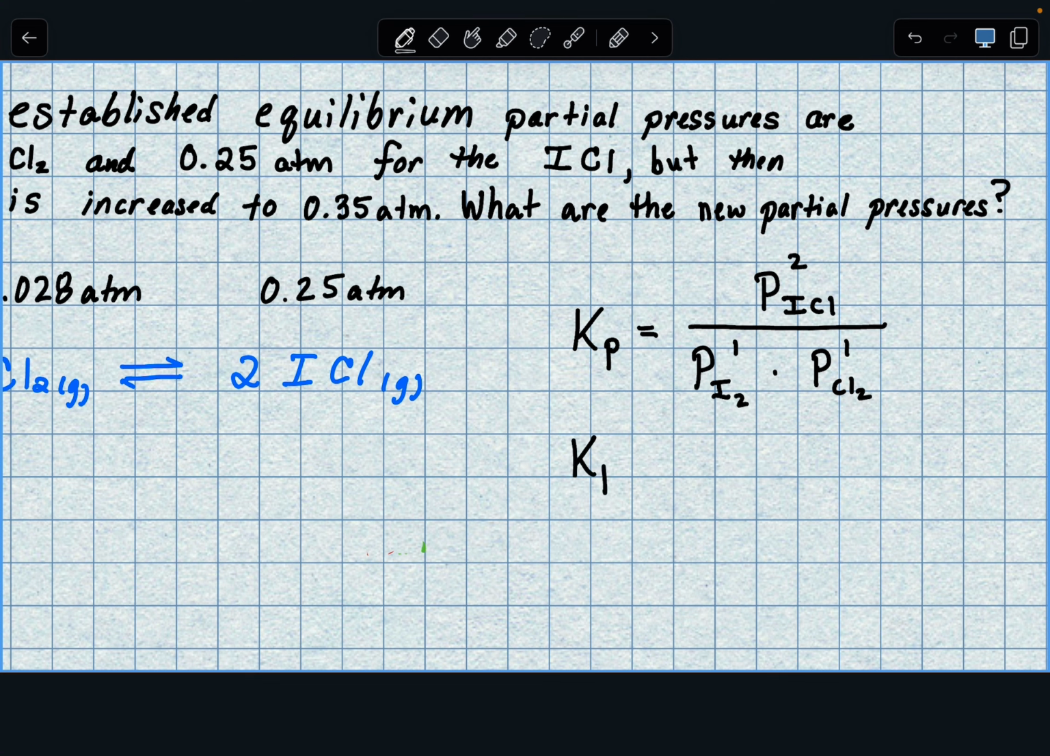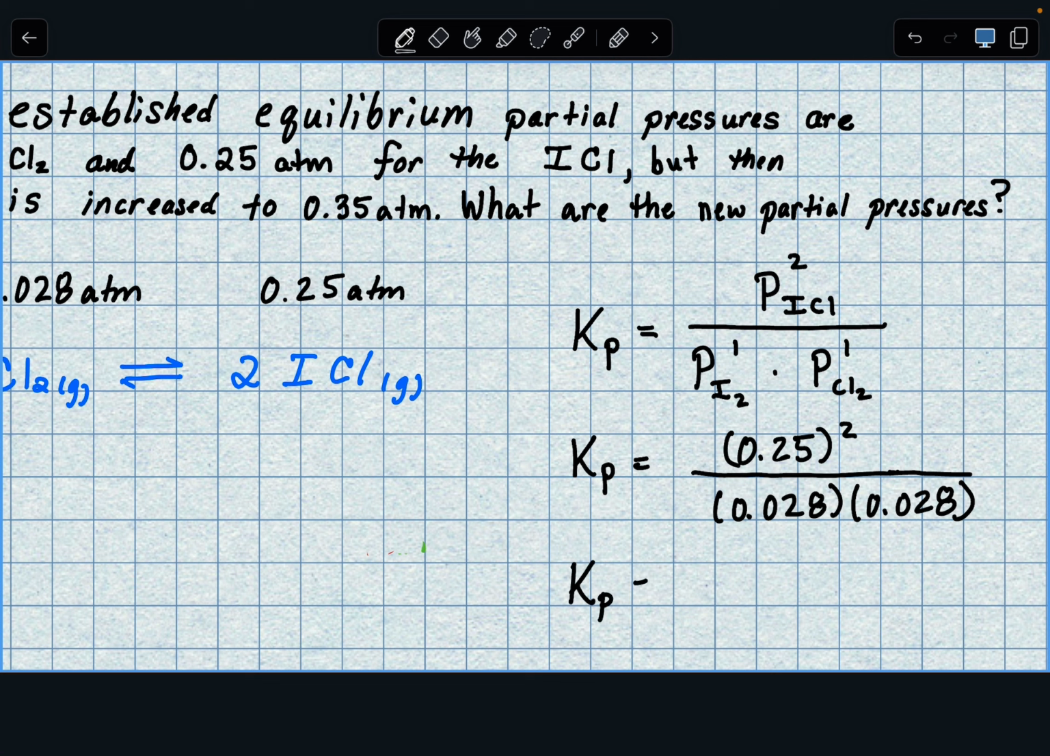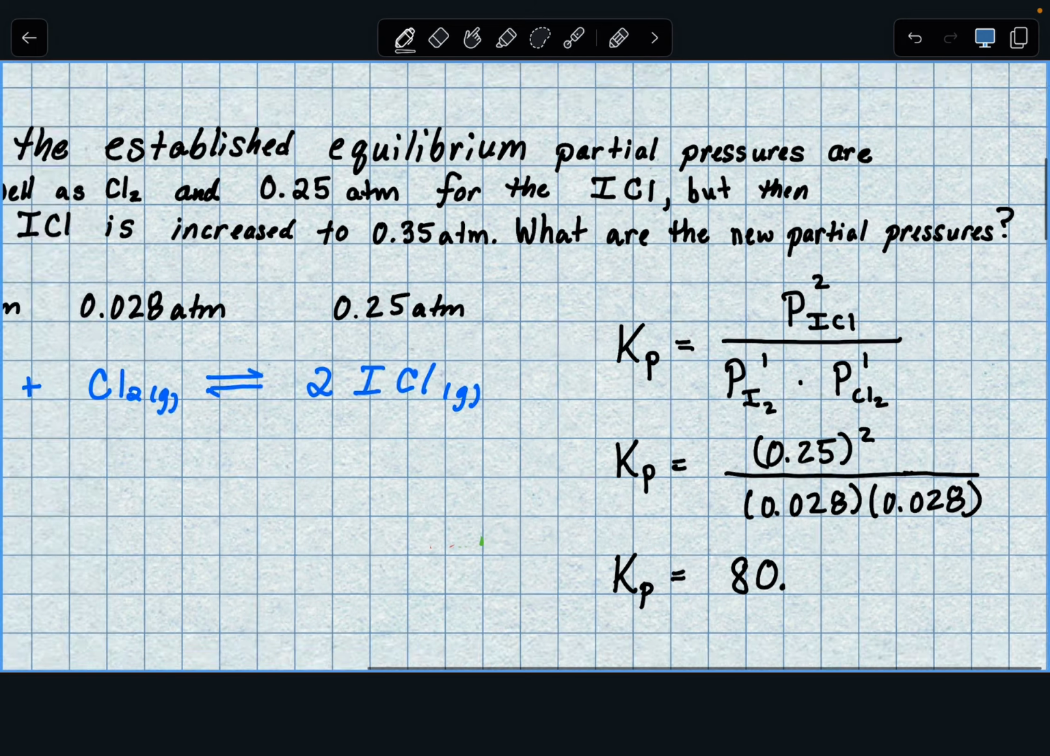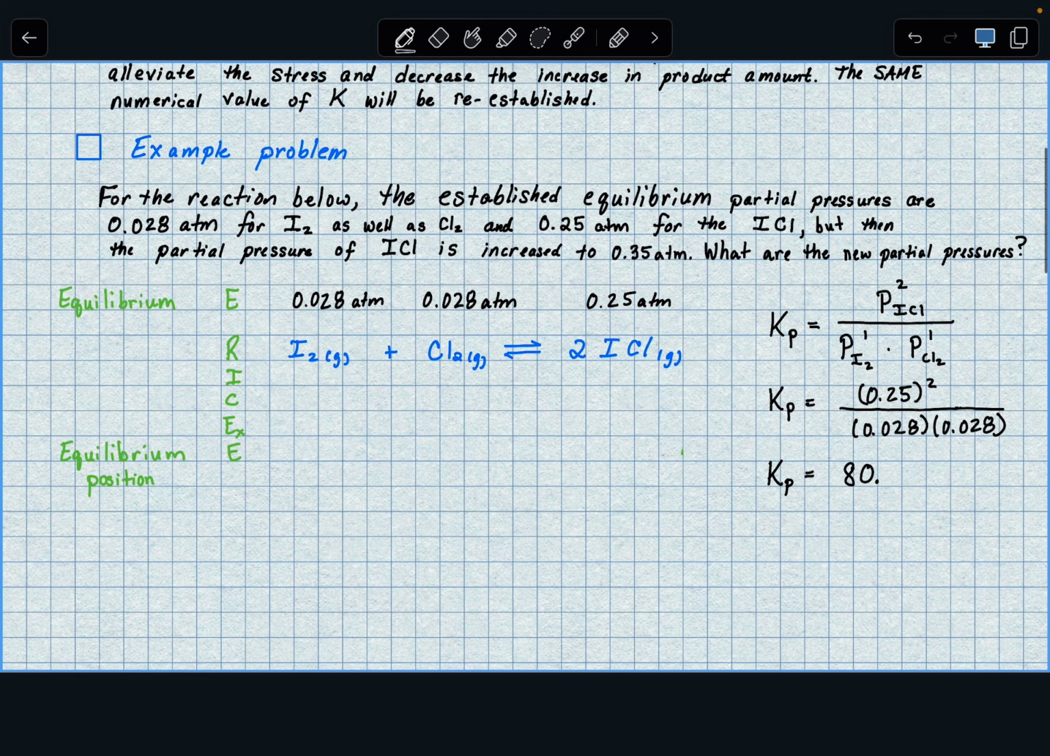And so our original Kp, our established equilibrium with these established partial pressures, is 0.25 squared, divided by 0.028 times 0.028, which you could just square, but that's the partial pressure. I'm just leaving the units out because the equilibrium constant does not have a unit. And I do talk about that in other videos that I have. And then the Kp is just, we're going to say 80, with 2 sig figs. So that's our original equilibrium constant, 80, which means that it favors the production of product, or it would be product favored.